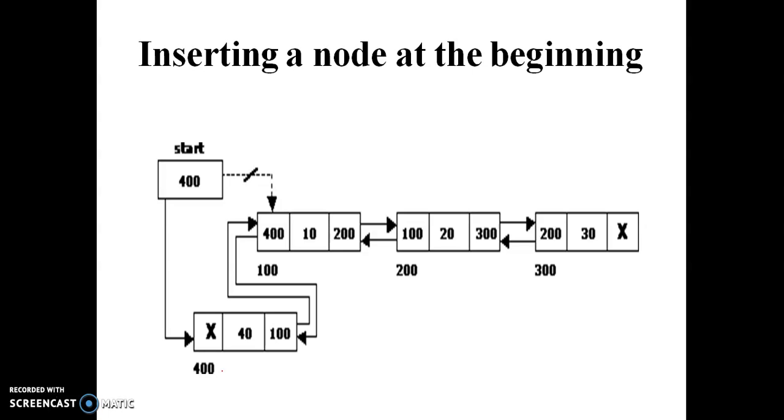This is inserting a new node at the beginning. The 40 node is the new node. For that 40 node, the right pointer points to the starting node, and the start node's left pointer points to our new node.